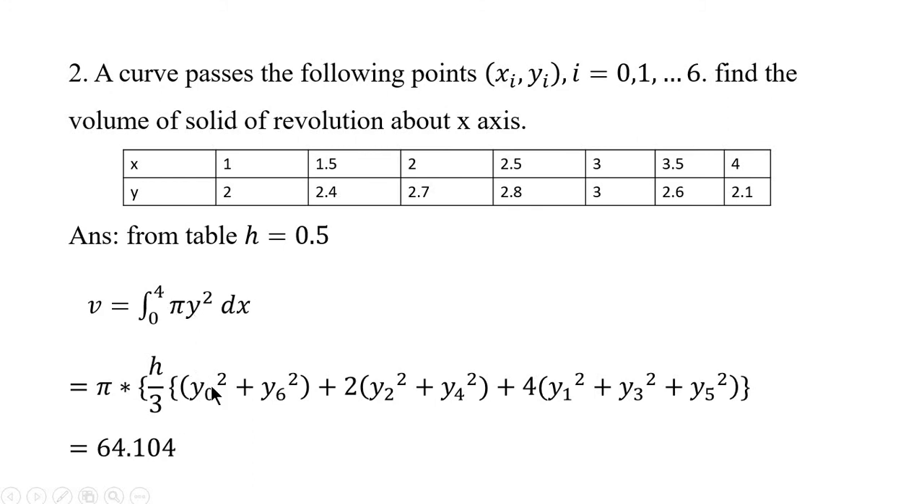So we can use the formula of Simpson's rule, but each term must be the square of that. So here instead of y0 plus y8 we have taken y0 square plus y8 square plus y2 square plus y4 square plus y1 square plus y3 square plus y5 square, because we are taking the volume of the solid of revolution about x-axis. After calculating we get the answer as 64.104.